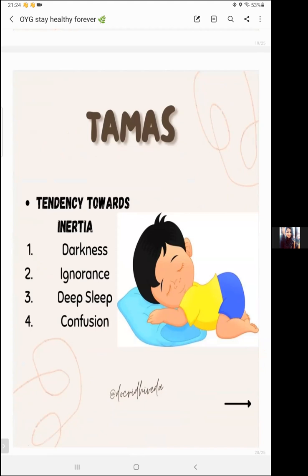You have to calm down your body, because that is important. You are not a robot, you are not a machine, so you should be able to balance all the three doshas, and then you can have a healthy life.